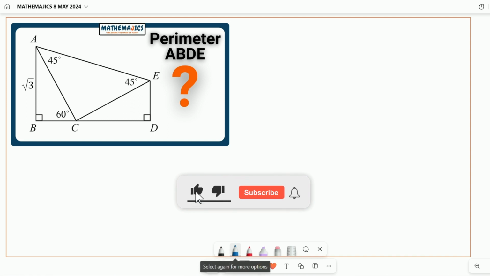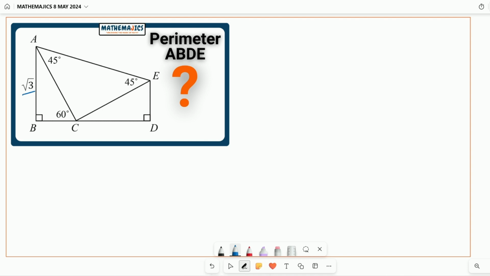Hello everyone. So today we have this very interesting question from geometry. This question is from one of the maths exams in Canada. So here we are given a figure in which we are given certain angles and the length of side AB as root 3. We need to find the perimeter of ABDE. So how can we find the perimeter?